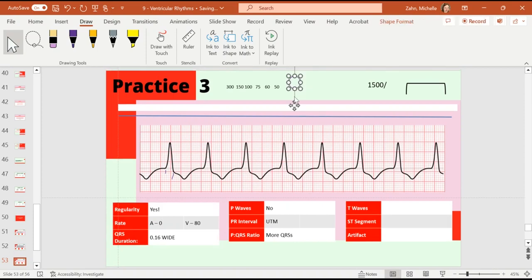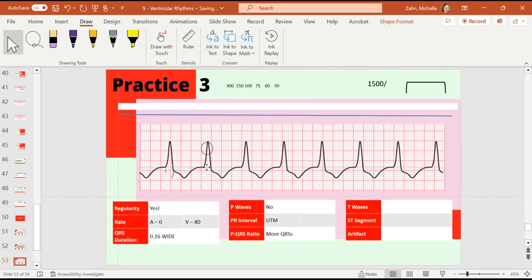Do I have T waves? So now, here's my R complex. Do I have T waves after? Yes, I do. Right there is a nice T wave. Nice in that I can at least identify it as a waveform, but it is discordant. So we have the T wave inverted because in this case we have an R wave that is positive. So we have the T wave going the opposite direction of our QRS complex.